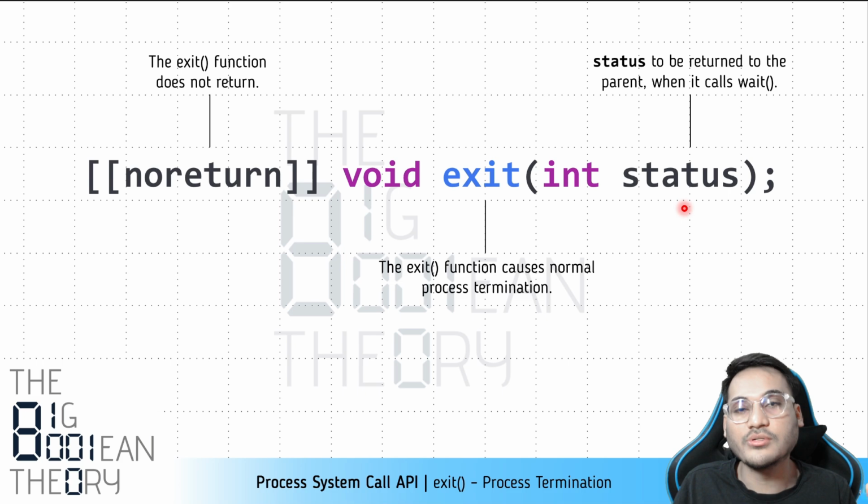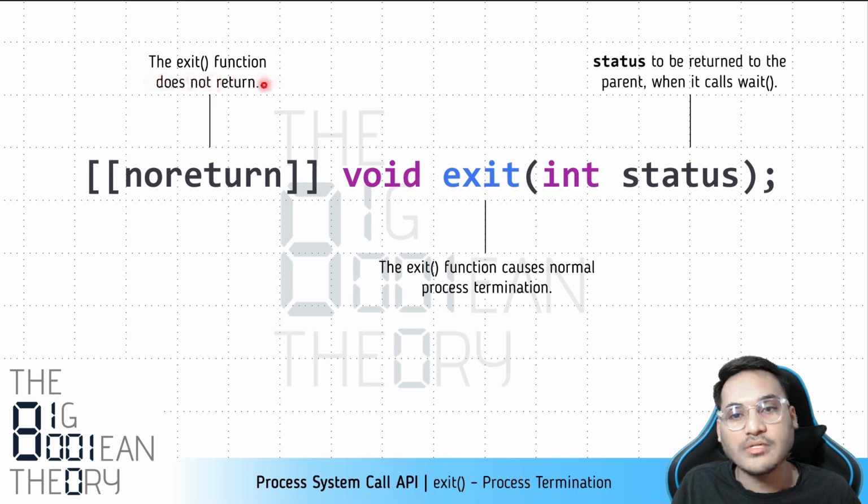So that is the purpose of the status, right? And as you can see, this exit system call does not return any value, right? It is void. And first of all, there is this qualifier against the exit system call API in the man page, which says no return.